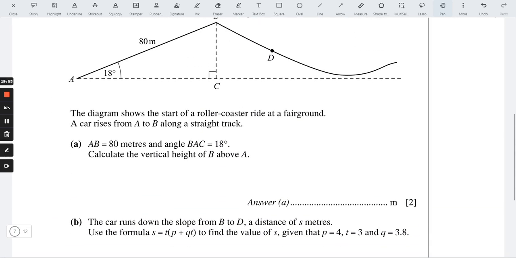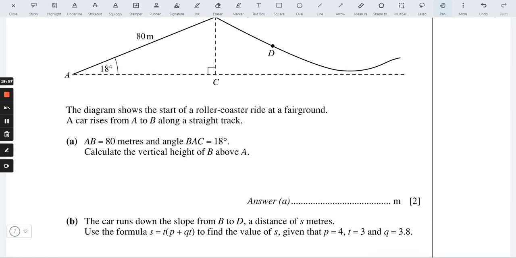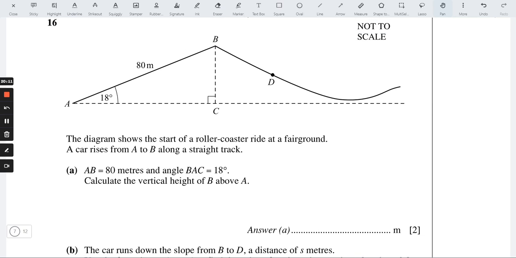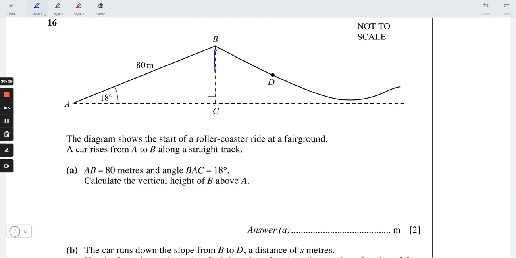Now question 16. The diagram shows the start of a roller coaster ride at the fairground. A car rises from A to B along a straight track. So now AB equals 80 meters and angle BAC equals 18 degrees. Calculate the vertical height of B above A. So the idea here is easy. They want this length to be worked out.